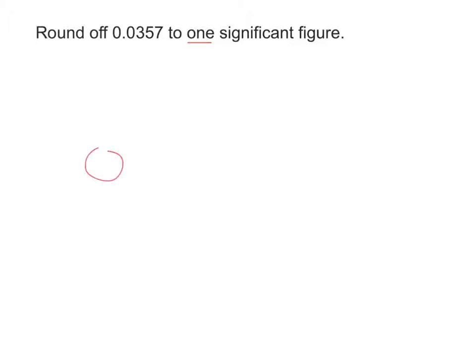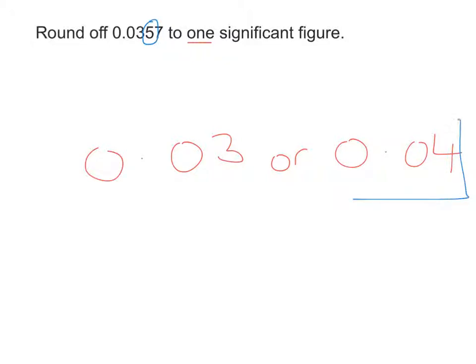So 0.03. Now the 3 is the first number that's not a 0, so that's my first significant figure, and I stop. Now I simply have to decide. Because it's rounding, it's either going to stay the same, so 0.03, or it's going to round up to 0.04. The way I do that is I look at the next digit along, after that 3, so that's that 5 there. The 5 is telling me, okay, 5, 6, 7, 8, or 9, it rounds up, so this one is my answer.